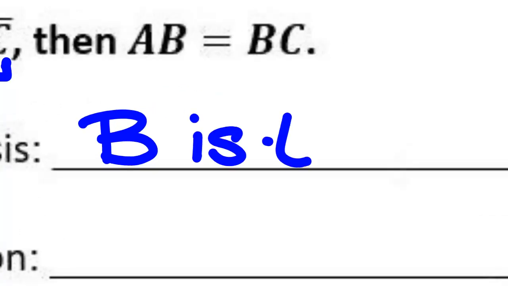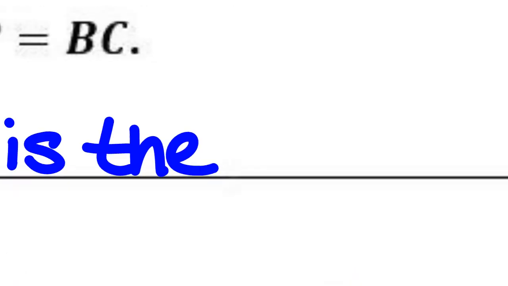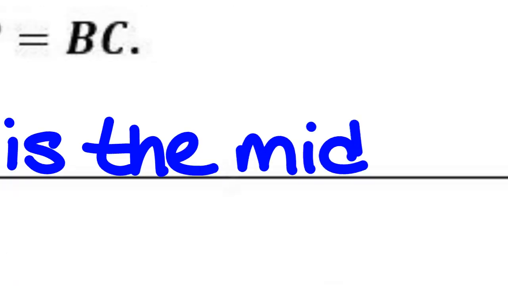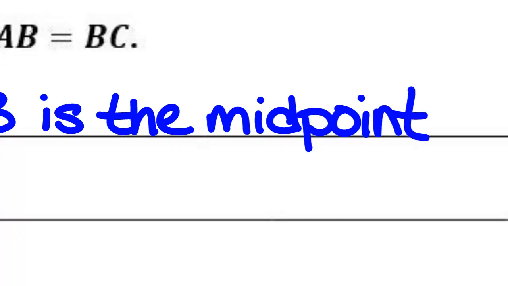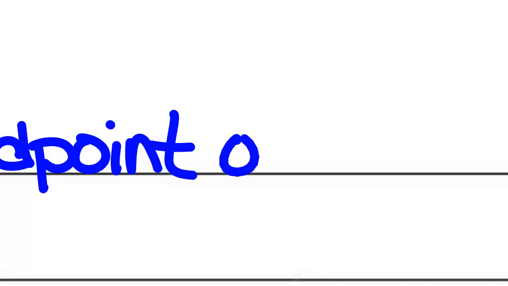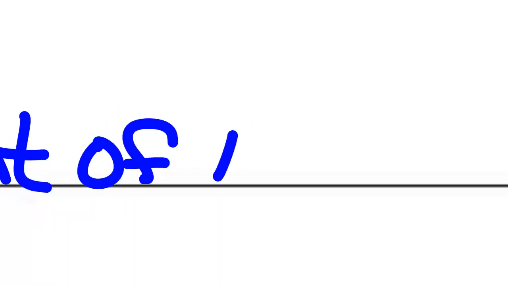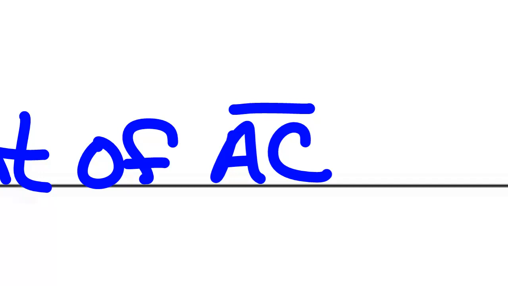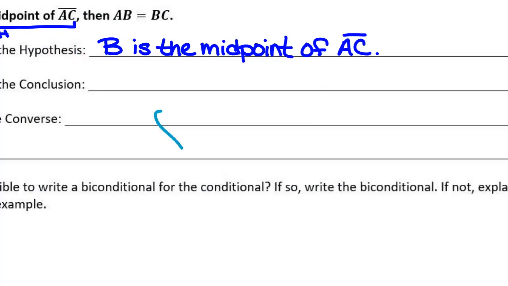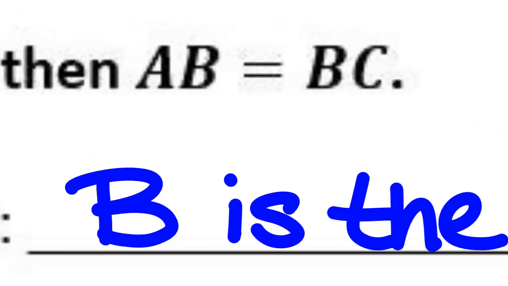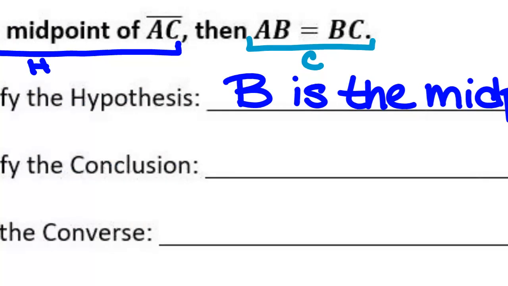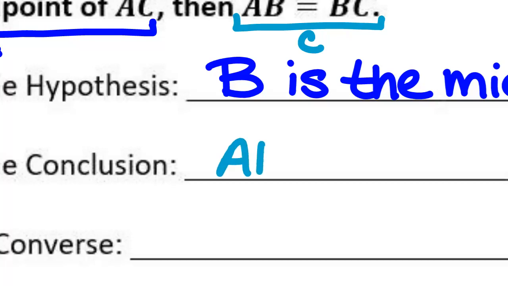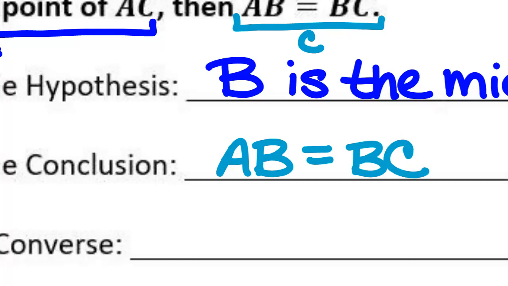You'd write B is the midpoint of segment AC. And our conclusion is everything that comes after the word then. So this equation right here would be my conclusion. The length of segment AB is equal to the length of segment BC.